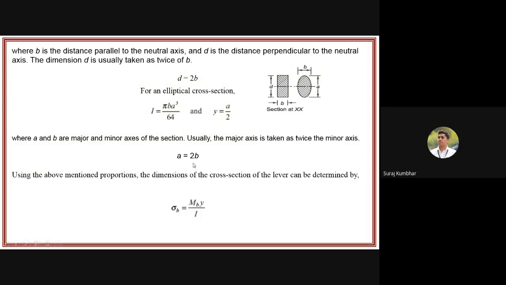Already I have told you the bending stress is equal to Mb into Y divided by I. If it is a rectangular cross section, we have already seen the formulas in a previous slide. If it is an elliptical cross section, it is bending moment into Y divided by I. All these formulas are here. You can use the bending moment equal to P into (L1 minus D1), as we have seen in earlier slides. By using this formula, you can find the bending stress and the dimensions for that particular lever.